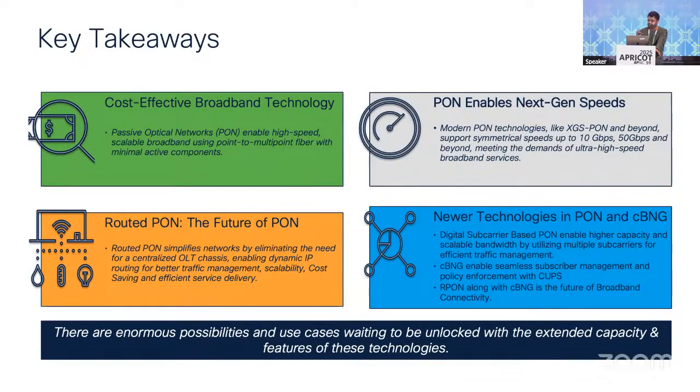The next thing that we need to understand is the routed PON architecture, that is, removing your OLT and taking it as an SFP. These kinds of optimizations are much needed in your infrastructure to make sure that you have an optimized infrastructure overall, because you can have better traffic management, management scalability, cost savings, and everything. And next will be the newer technology in PON that we talked about, the digital subcarrier based NG-PON, where you have dynamic subscriber management that you can perform. And also on the BNG side, where you can have control plane and user plane separation.